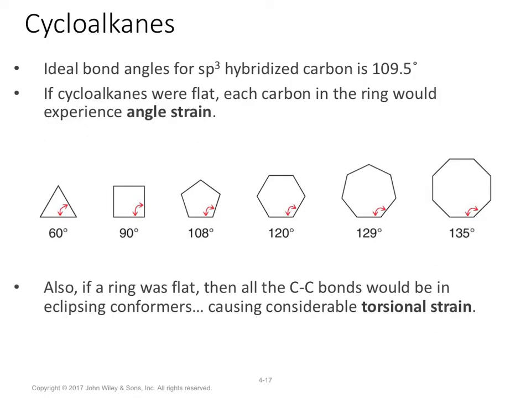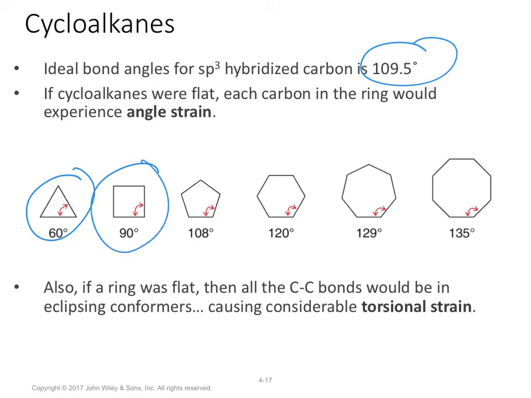So for an sp3 hybridized carbon, the ideal angle is 109.5. In cyclopropane, it's really deviated from that at 60 degrees, and in cyclobutane, it's 90. Cyclopentane's not too bad, it's very close. And then in cyclohexane, if you just draw it out flat, it would be 120. Cycloheptane, cyclooctane. Now these values are assuming the ring is flat. As it turns out, the ring isn't going to be flat. It's going to adopt slightly different conformations to minimize this angle strain and the torsional strain.